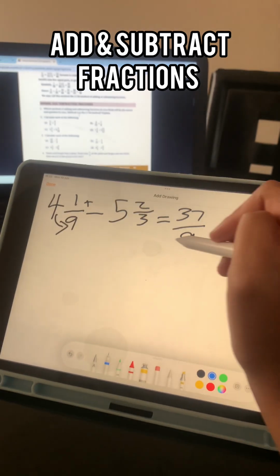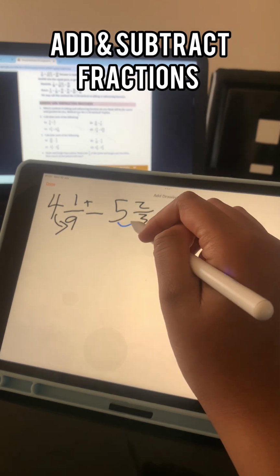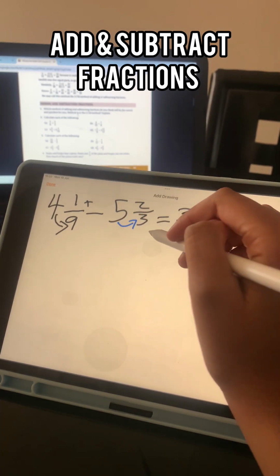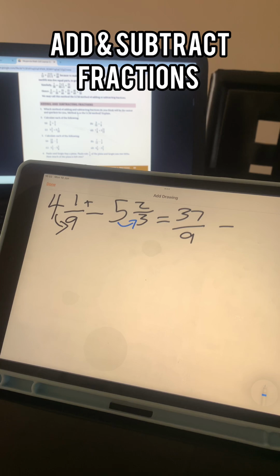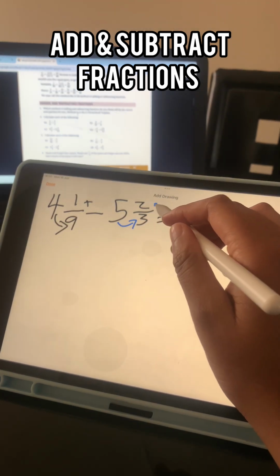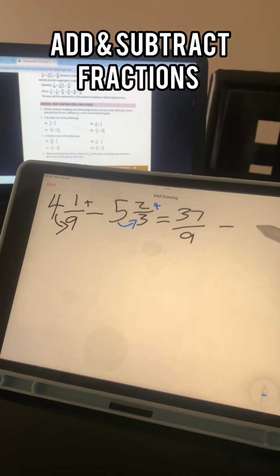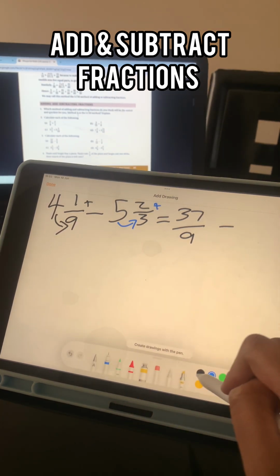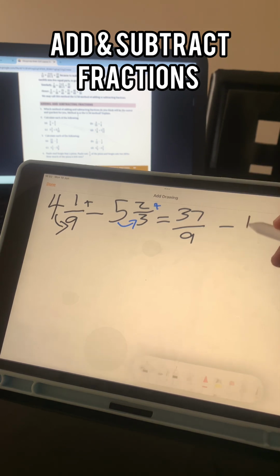Let me do that in a different color. So you will do the same thing. Now you say 5 times 3, which is 15, right? And then 15 plus 2 gives you 17, right? So I hope I did not lose you there. So now you will have 17 over 3. So first you convert it into improper fractions.